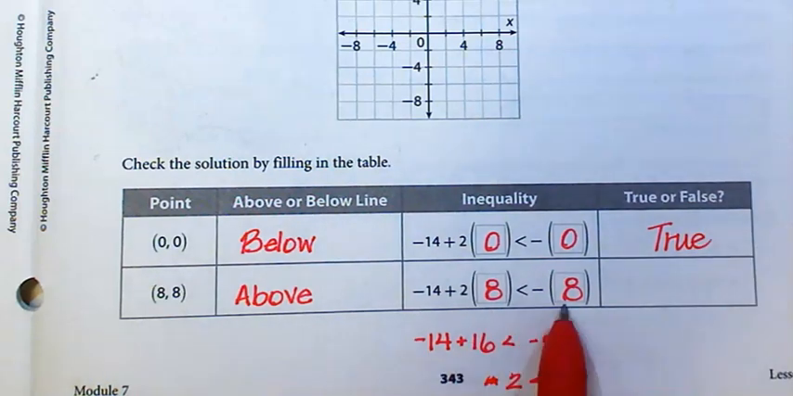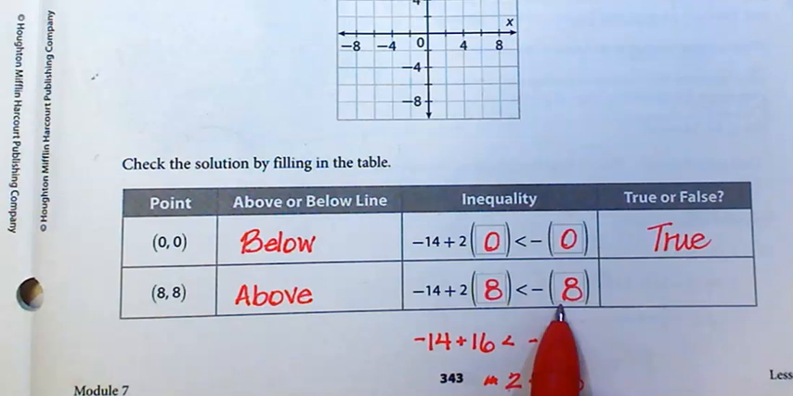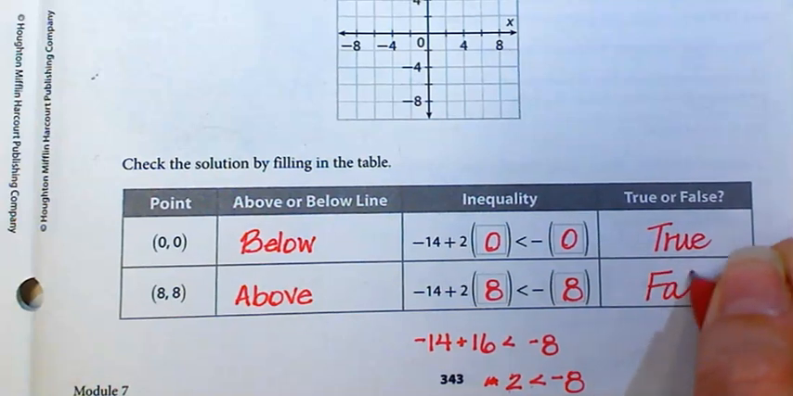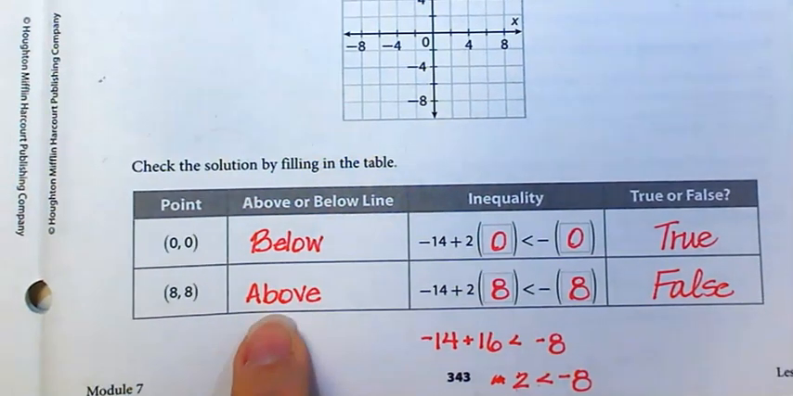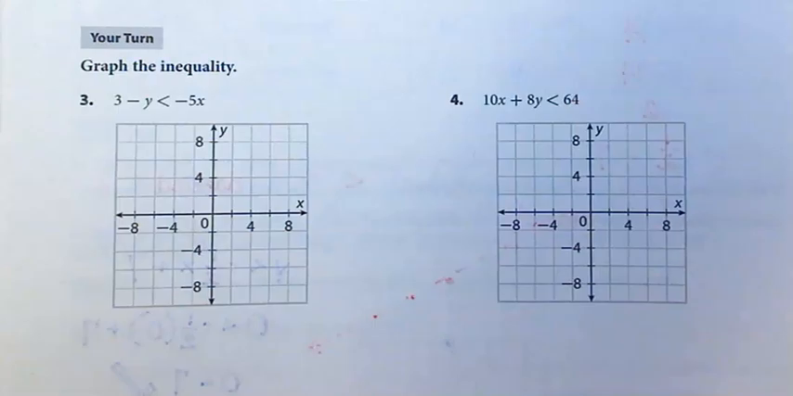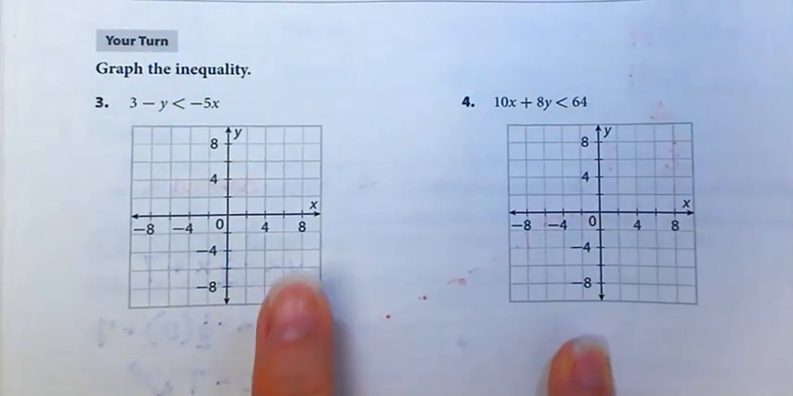But when I use 8, 8, negative 14 plus 16 gives me 2 on the left-hand side. And I've got negative 8 on the right-hand side. 2 is not less than negative 8. 2 is a bigger number than negative 8, so that's false. So I know above the line is false, below the line is true, and that's what we did. That's what we shaded.